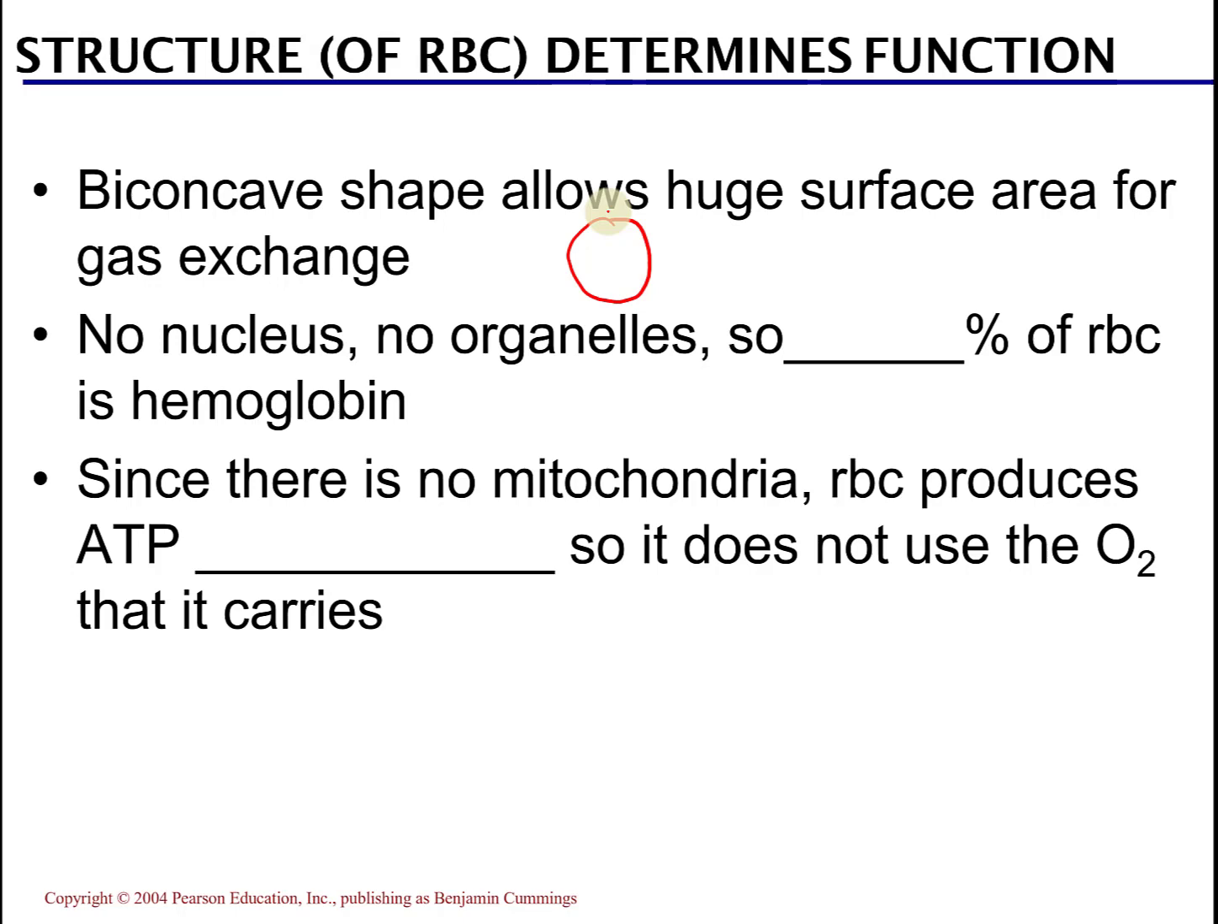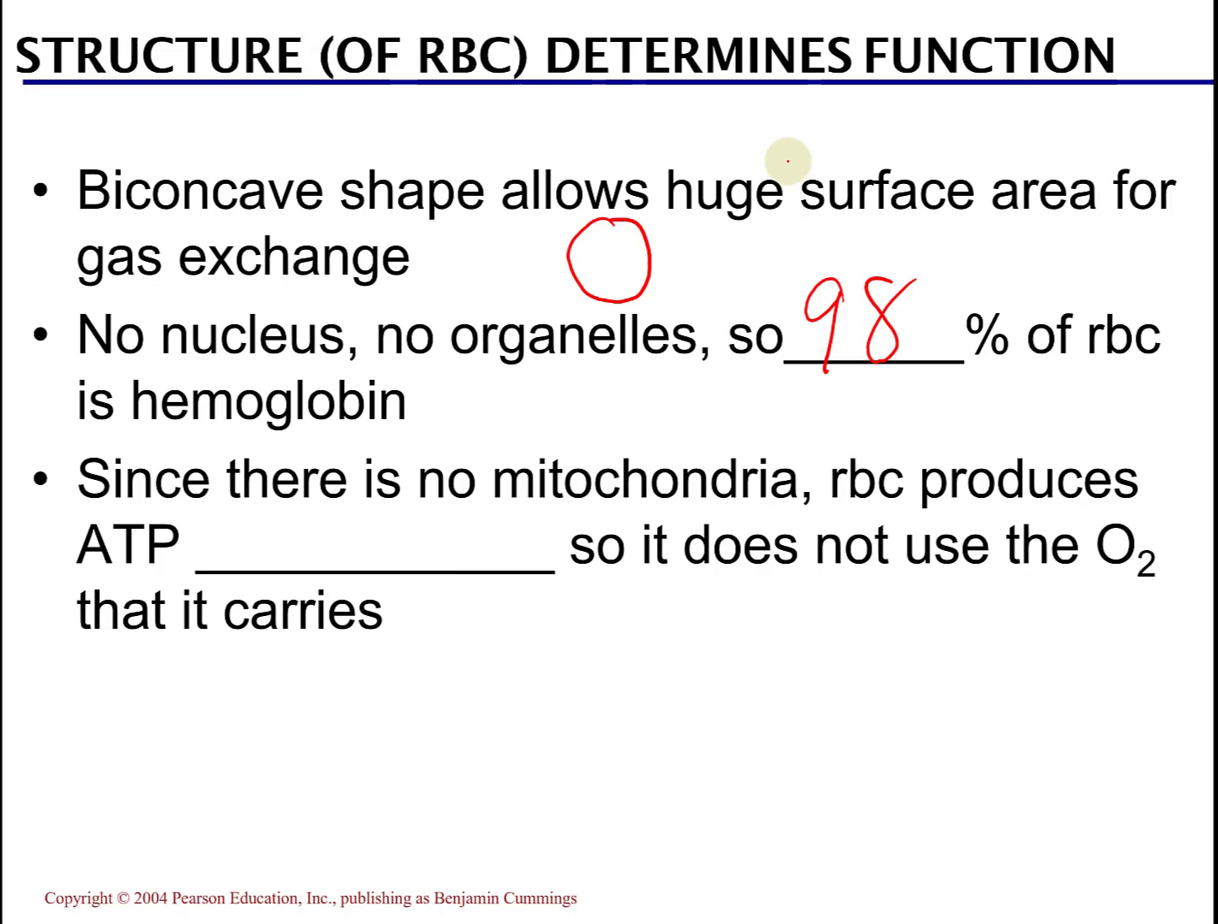The other thing is that there's pretty much nothing inside the red blood cell. There's no nucleus, there's no organelle, so about 98% of a red blood cell is hemoglobin. Okay, so there's plenty of room in a red blood cell for hemoglobin, which binds oxygen. Now, red blood cells are living structures, so they need ATP.